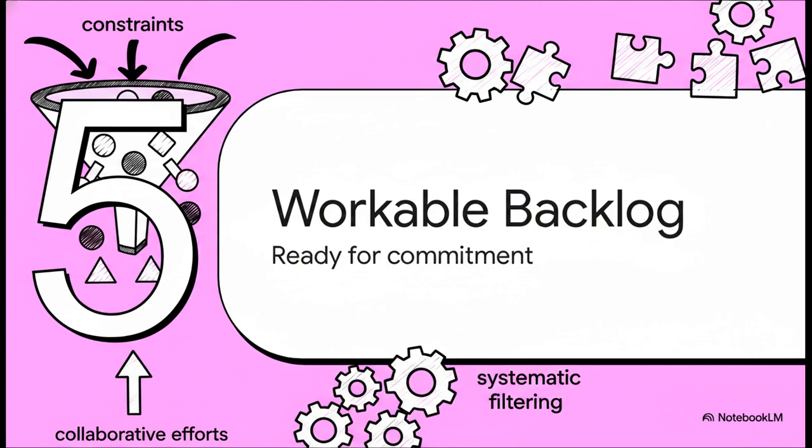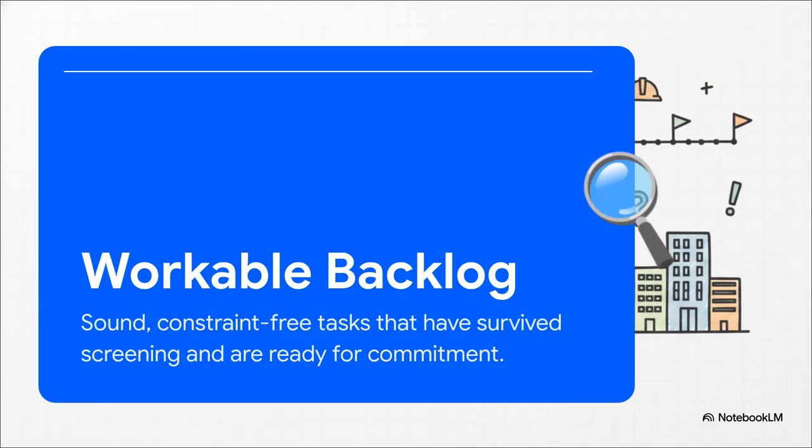Moving on to Section 5, creating workable backlog. This is what we get when we systematically filter out all those constraints. So what is it? The workable backlog is a generated list of sound, constraint-free tasks that have survived our rigorous screening process. They are now fully ready for short-term, weekly commitment. Think of it as the ultimate finish line of that 6 to 8 week look-ahead funnel. Every single thing that lands in this backlog represents pure, unadulterated can work.